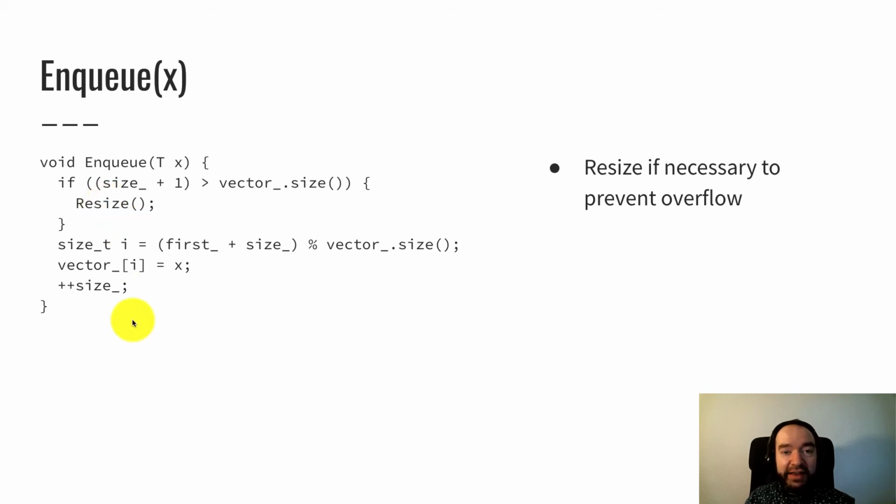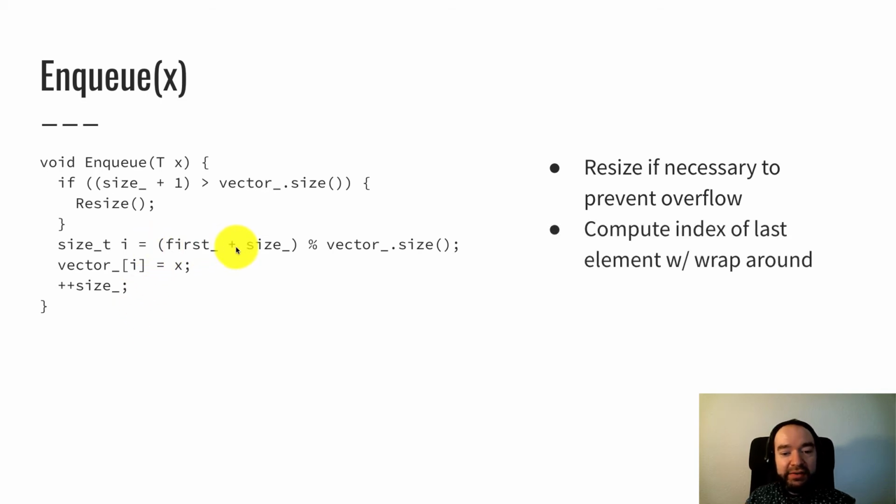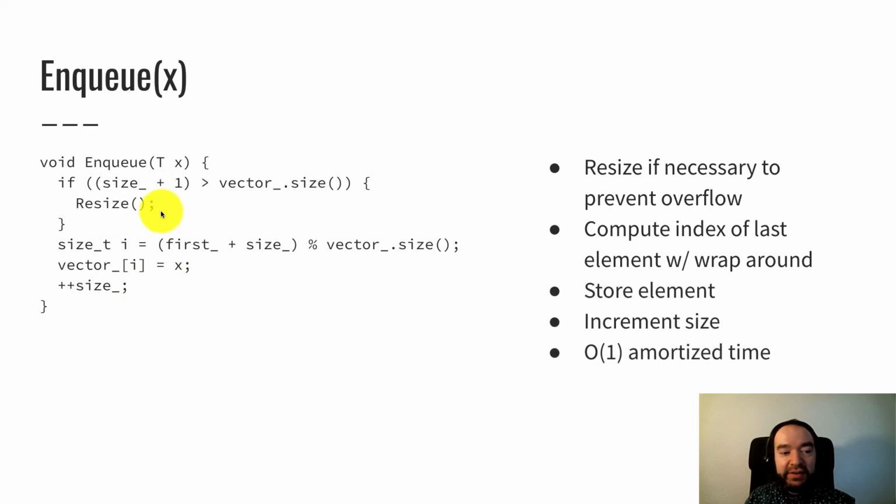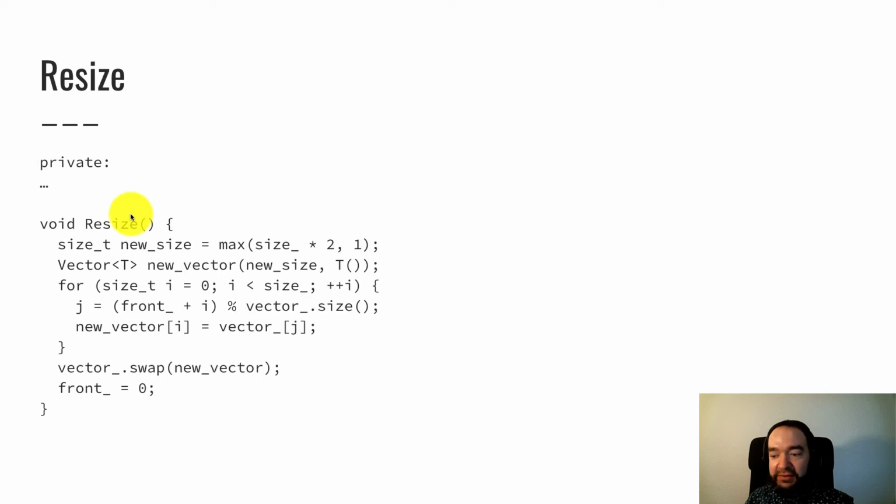From then on, it's exactly identical to the second draft of our code. We compute the index of where the back of the queue should be, which would be the first index plus the size, mod vector.size to do the wraparound feature. Then vector at index i is equal to x, and we increment size to keep size accurate. So all of this takes constant amortized time. All of the code depicted here explicitly takes constant time: the if statement, i, the assignment, and the plus plus size. And then resize takes constant amortized time because of the same kind of analysis as we had for vector resizing.